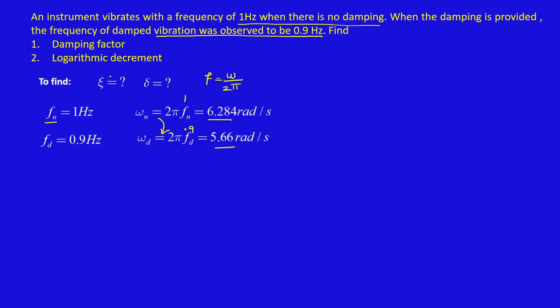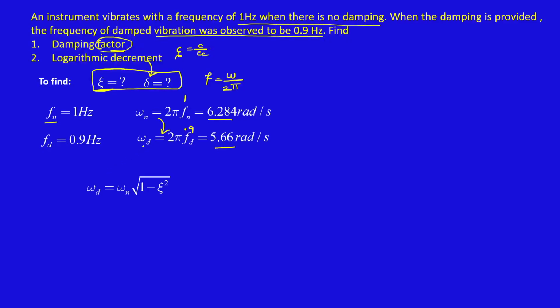Here we need to find the damping factor. Damping factor means eta, not damping coefficient. Factor means ratio. Eta equal to C by Cc. This is a factor ratio. Then logarithmic decrement delta. So these are the two parameters we need to find.